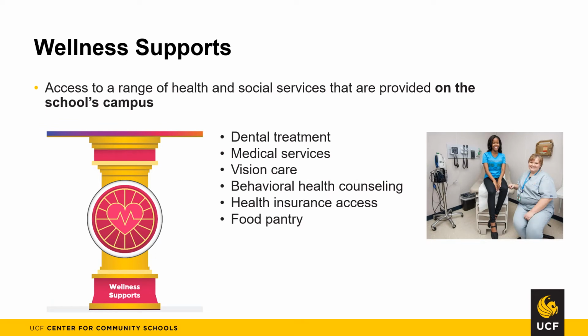The next pillar is wellness supports. Wellness supports include access to a range of health and social services that are provided on the school's campus. Ideally, these services are located on the campus. However, the primary focus is on access. We want to make sure students and families have access to all types of health services, including primary health care, dental treatment, vision care, behavioral health counseling, health insurance access, and addressing food insecurity.